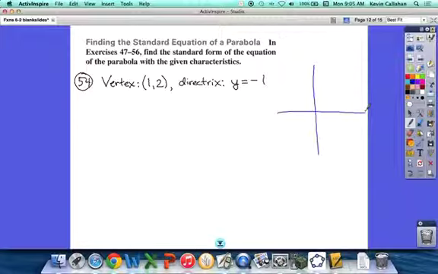All right, so let's see. The vertex is at (1, 2). And the directrix is the line y equals negative 1. Right? y equals negative 1 is this line right there. So this is the directrix, and this is (h, k). Which direction is this parabola going to open? Up, right? It opens up, away from the directrix. So we know that it's doing this kind of thing there.